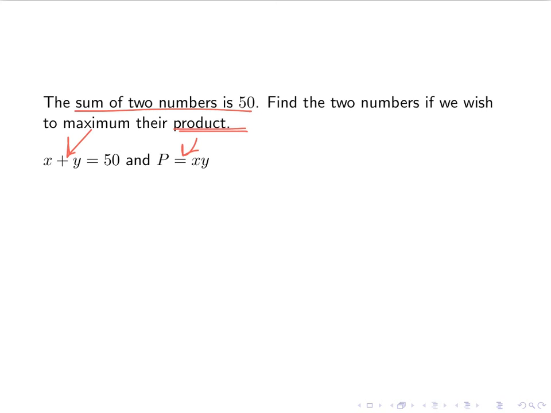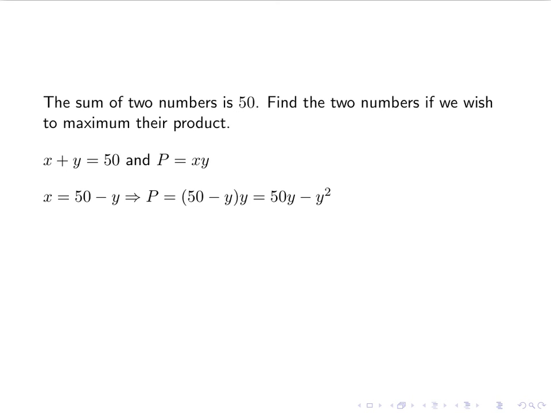So again, here I have two unknowns. I have two equations, one of which involves a number, and again, that's called the constraint. So I'm going to take the constraint, solve it for one of my variables, doesn't matter which one, and plug it into the product, which again is the equation I'm trying to maximize or minimize. So x equals 50 minus y. So P equals 50 minus y times y. And again, I'll distribute it, so 50y minus y squared. So this is the equation I'm trying to maximize.